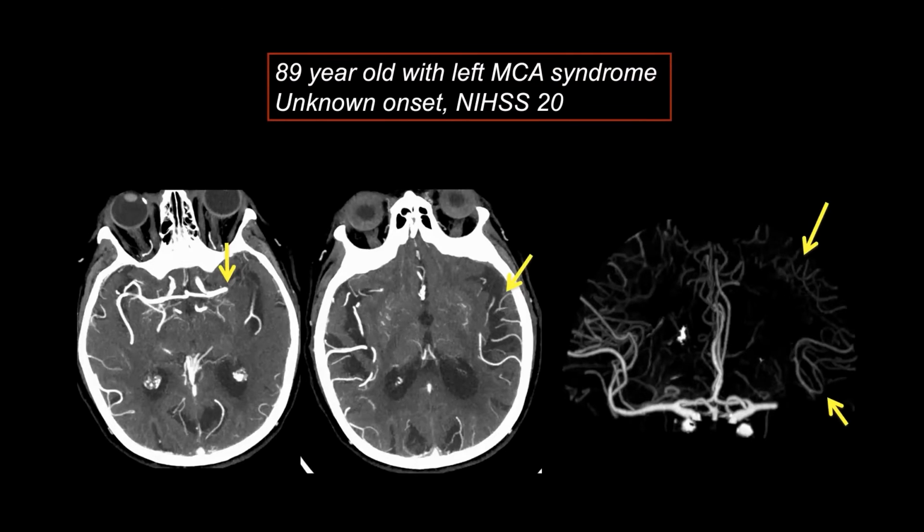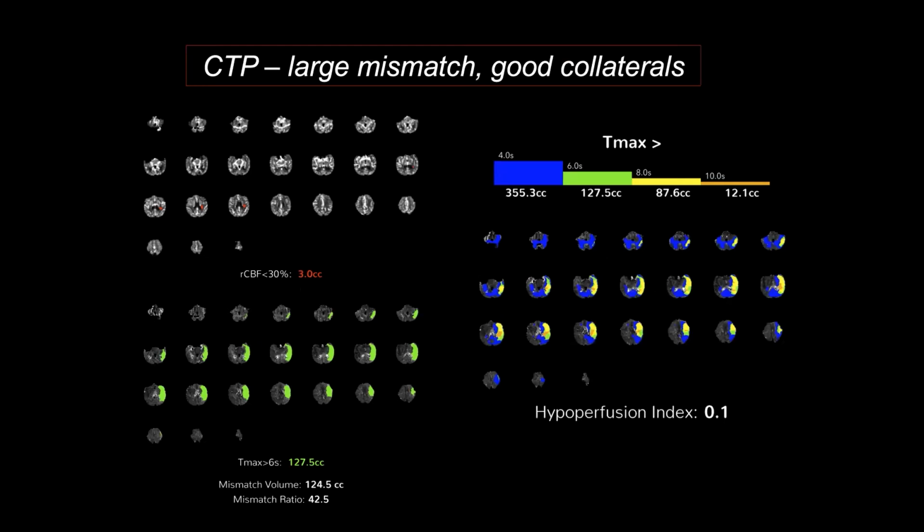If I look at my CT angiogram, there is an occlusion of the left M1. It's got some collateral, some reconstituted flow coming into the left M2s and M3s. And I would say it's a moderate collateral if I look at the CTA. Here is the CTP. We did this because it was unknown onset. We wanted to know what the perfusion profile looks like.